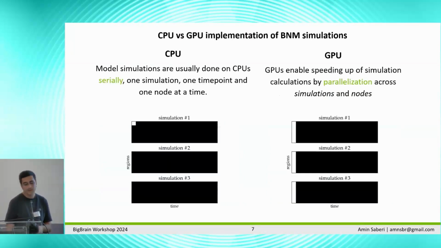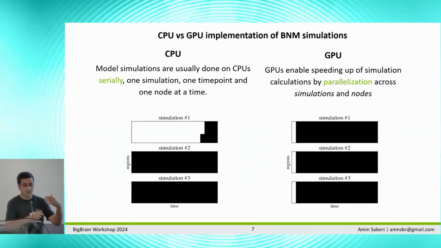Now we can apply this to simulations of neural mass models. Generally, there are a dozen great tools out there which allow you to run these simulations of neural mass models, and most of them are implemented on CPUs. On CPUs, you can do one thing at a time. So the CPU does calculations of one simulation, one node, and one time point at a time. And this would obviously take time, right? Of course, you can have multiple CPUs and connect them together and parallelize simulations, but still, it's going to take some time.